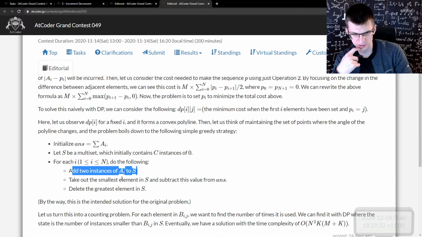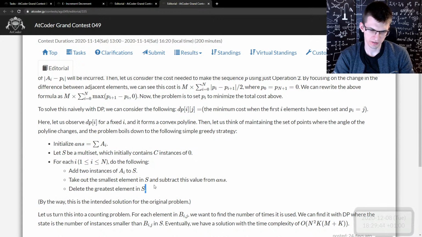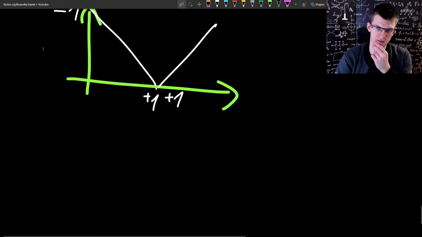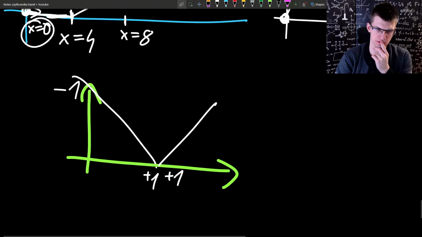Take out the smallest element in S. Delete the greatest element in S. Why? This is like leftmost and rightmost. I think I understand that. Because of this -1. Because we added -1, I wonder this cancels with what +1.